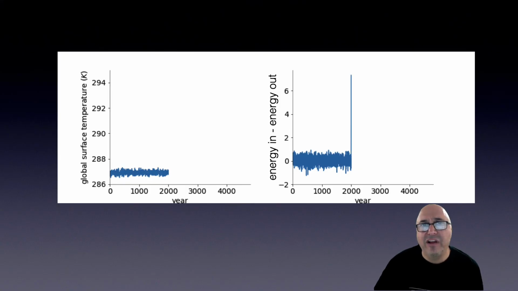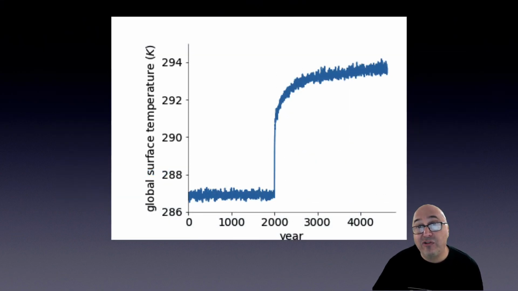Now, let's imagine that we suddenly add a lot of carbon dioxide to the atmosphere in year 2000. This is similar to the example above, where we added a layer to the atmosphere. Now we see that energy in suddenly exceeds energy out, in this case, by 7 watts per square meter. But the temperature doesn't respond instantly because it takes time for the climate system to warm up. So we know that the planet is going to warm up.